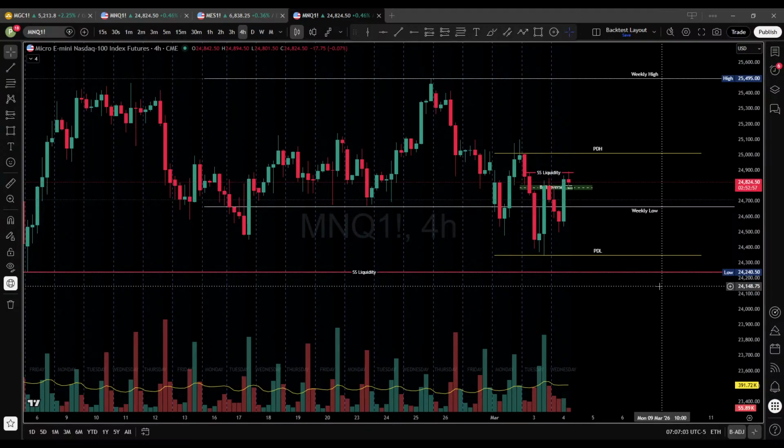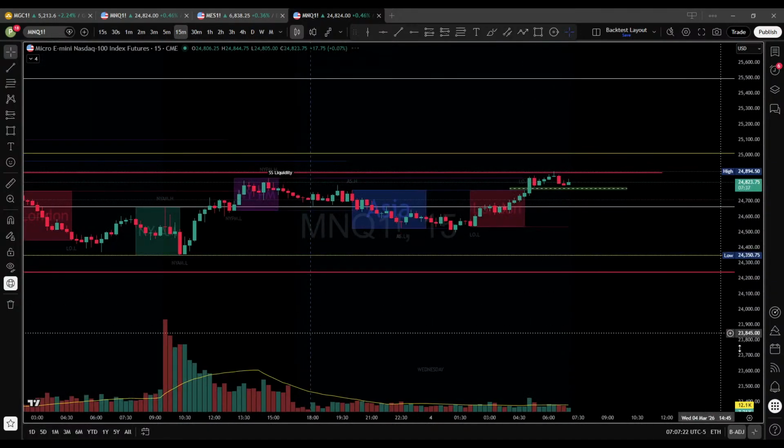So let's write what the daily time frame is. Daily is bearish, 4-hour is confusing. Let's move to a 15-minute time frame.